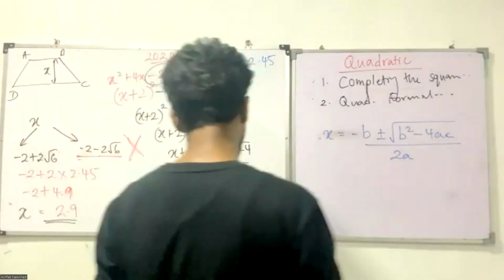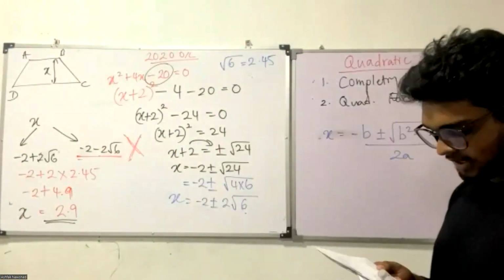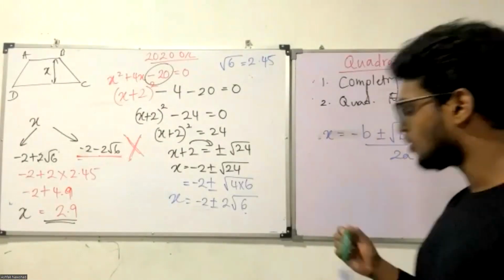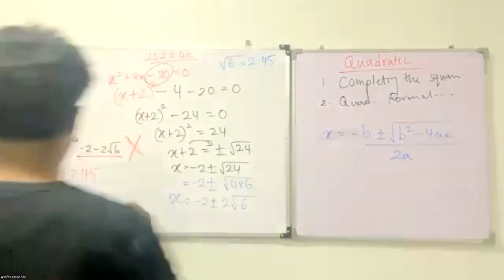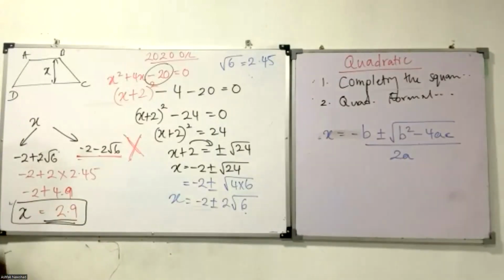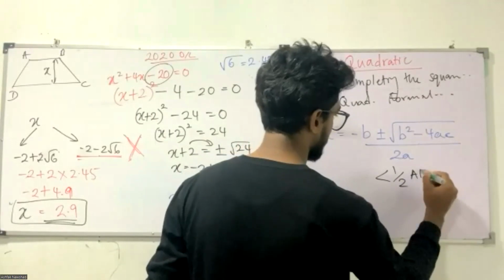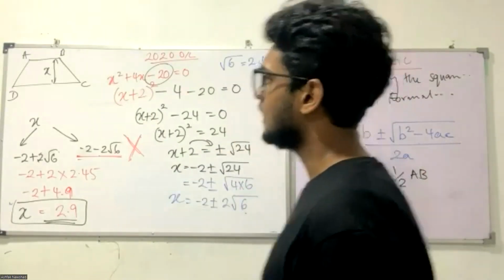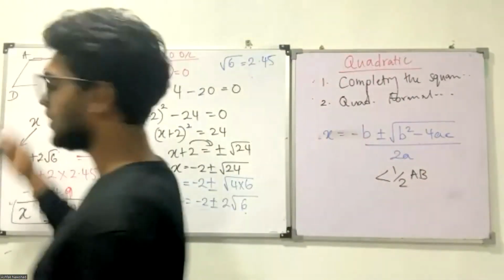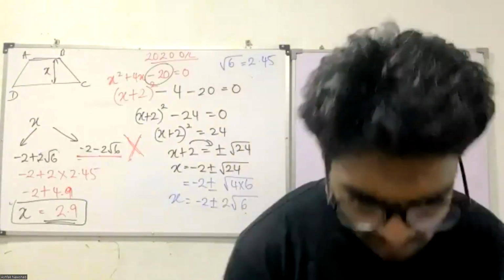That's not the only thing they asked. What do they ask again? They ask us to show that this distance, this x, is less than half the length of AB. What is AB in terms of x? Let me know AB. Question again, you know. What is AB?